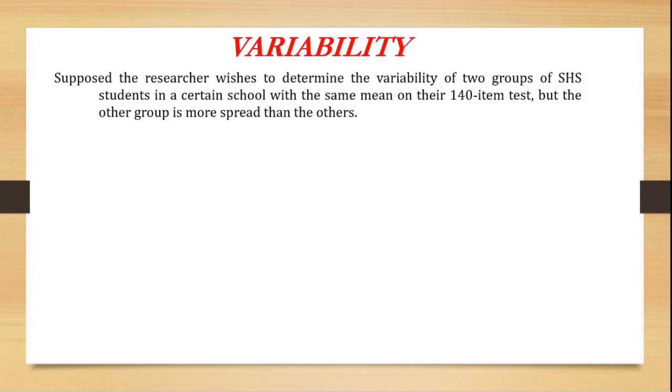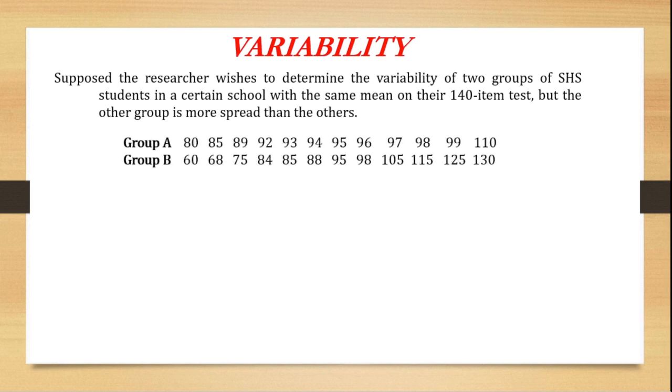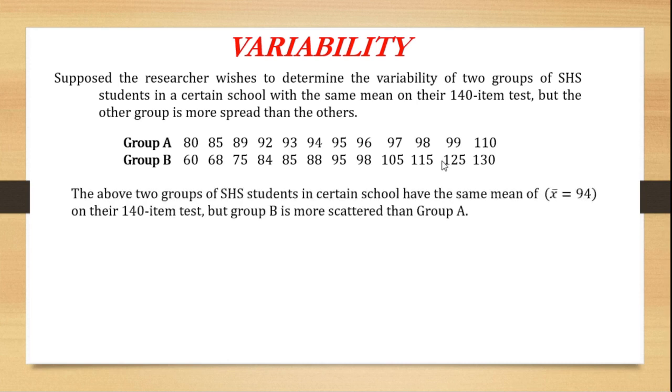Suppose the researcher wishes to determine the variability of two groups of senior high school students in a certain school with the same mean on their 140 item test, but one group is more spread than the other. These are the data of group A and group B. The two groups have the same mean of 94 on their 140 item test, but group B is more scattered than group A.